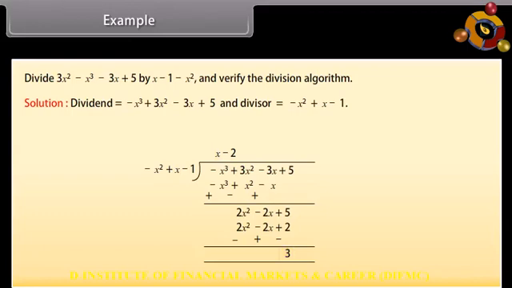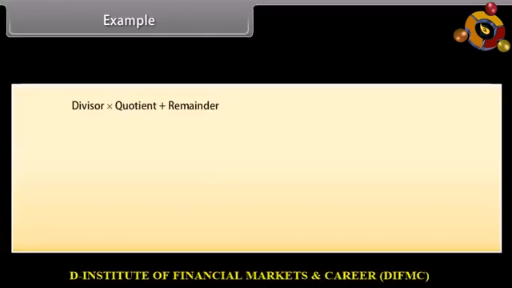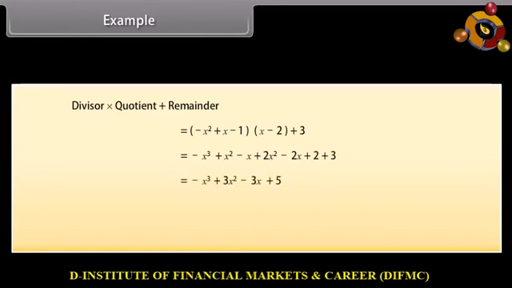Now to verify, let's see whether divisor times quotient plus remainder is equal to dividend or not. So, divisor times quotient plus remainder is equal to (minus x squared plus x minus 1) times (x minus 2) plus 3, which equals minus x cubed plus x squared minus x plus 2x squared minus 2x plus 2 plus 3, which equals minus x cubed plus 3x squared minus 3x plus 5, equal to the dividend. Hence, verified.